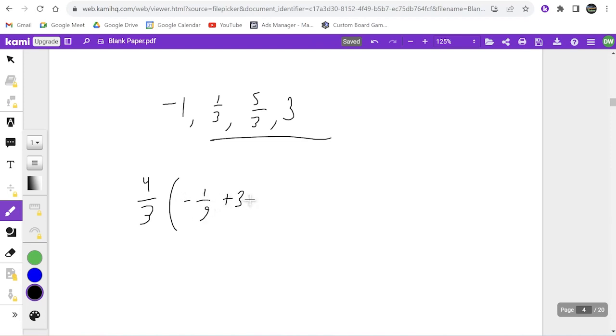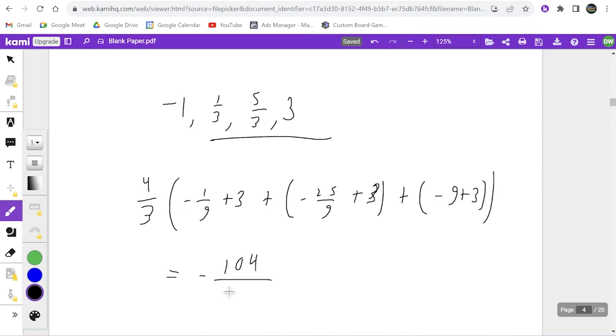It's going to be -1/9 plus 3, because that's what I get when I plug in to -x² plus 3. The next one's going to be -25/9 plus 3. And then the last one's going to be just -9 plus 3, which is the only one that's easy to solve. Anyways, I plugged this in a calculator earlier. I got a fraction, -104/27. And there's my right Riemann sum.